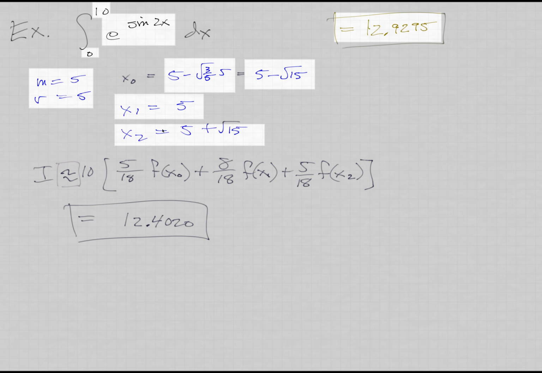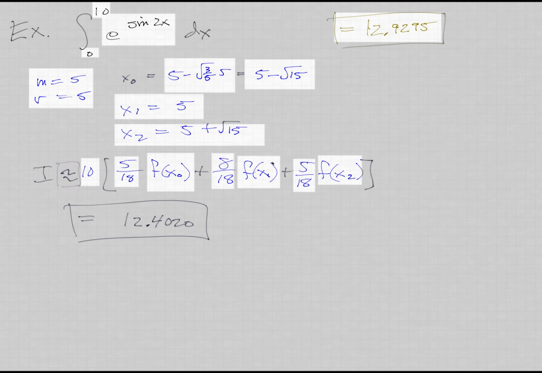Now, once again, what we do is form the Gaussian quadrature expression. We multiply the length of the interval, which is 10, times the weighted average of the function at the three x values listed here. And we weight them according to the weights we've used previously, 5/18 for the endpoints and 8/18 for the midpoint.